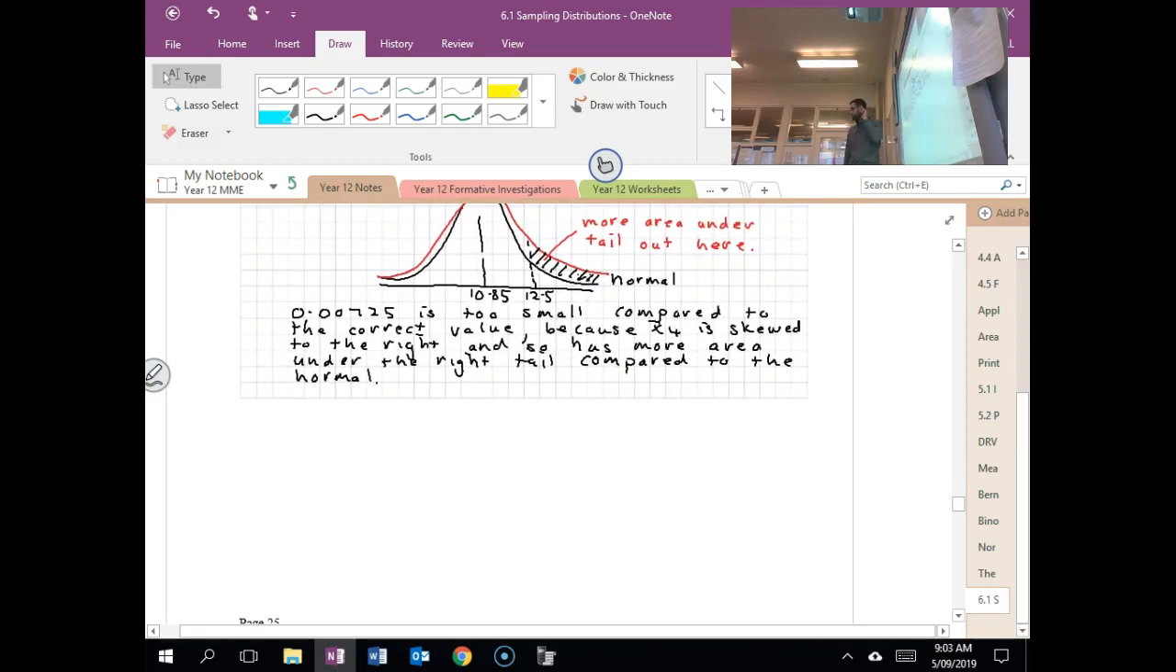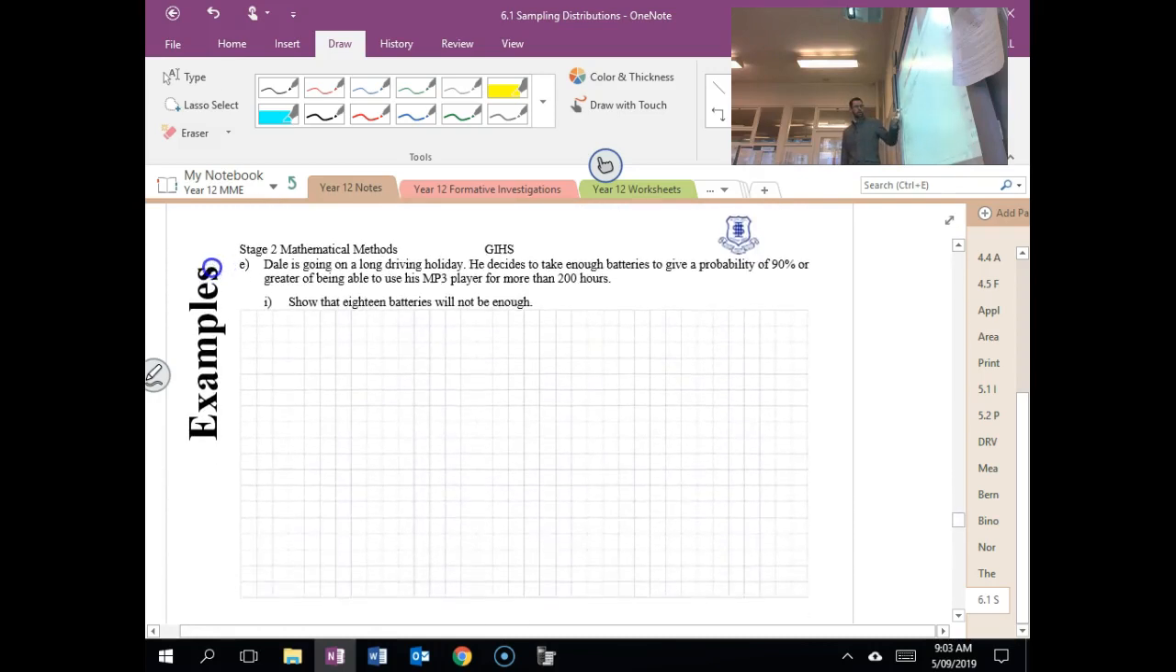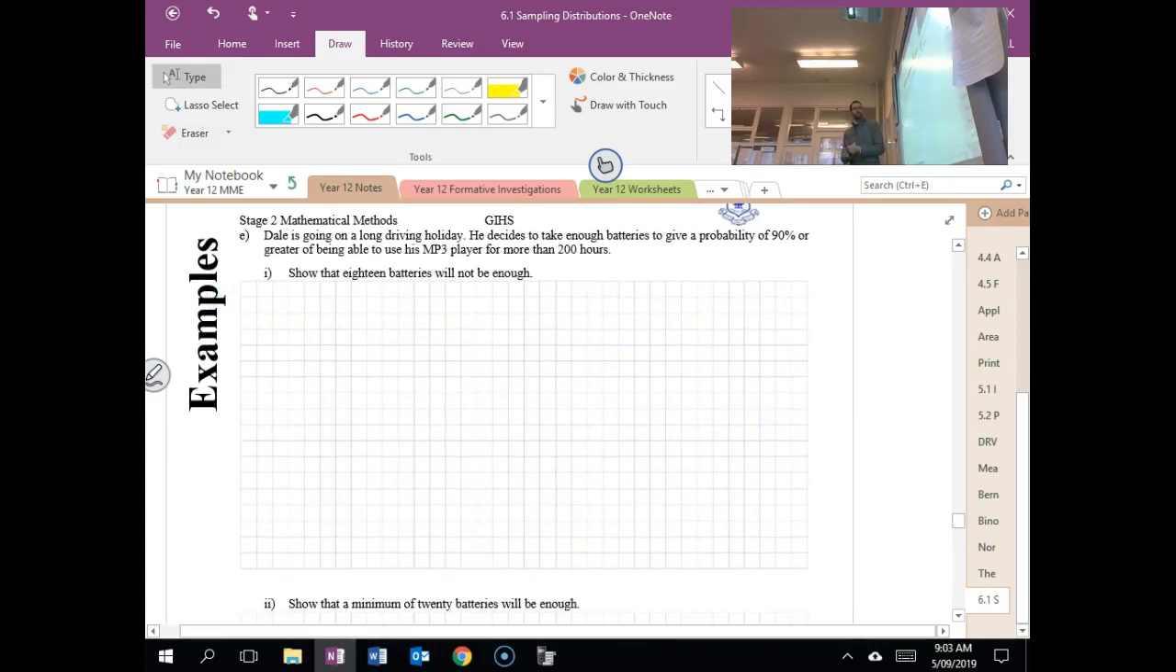Okay, all right. Dale is going on a long driving holiday. He decides to take enough batteries to give a probability of 90% or greater of being able to use his MP3 player for more than 200 hours. Show that 18 batteries will not be enough.